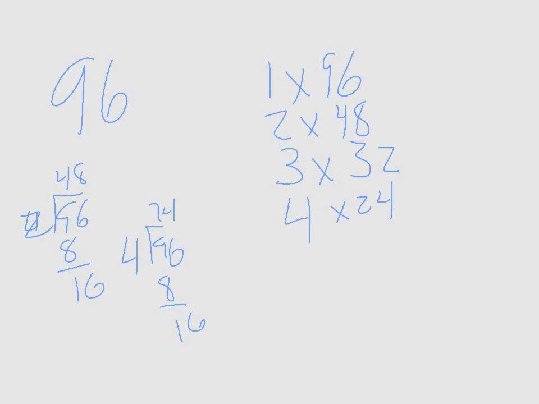It is divisible by 6 because it's divisible by 2 and 3, so 6 times 16. Not divisible by 7. Divisible by 8 would be 8 times 12. Not divisible by 9, not divisible by 10, not divisible by 11. I've finished going from this way to this way, and I am done.